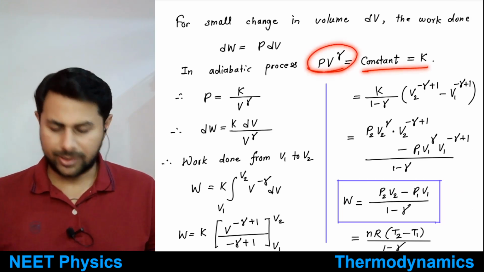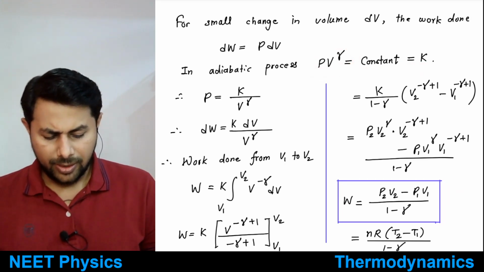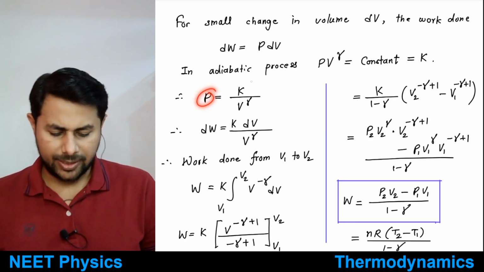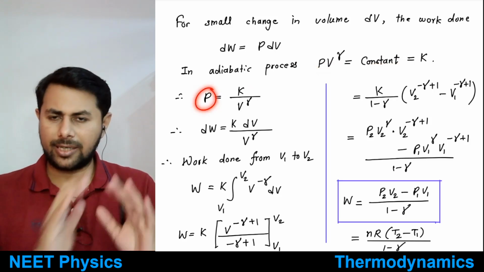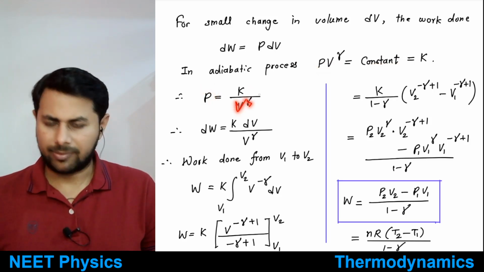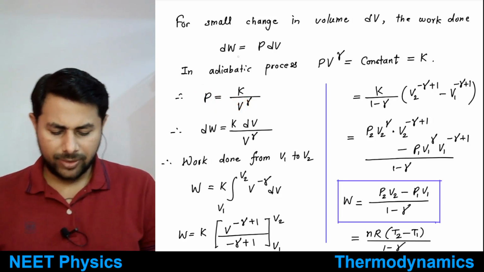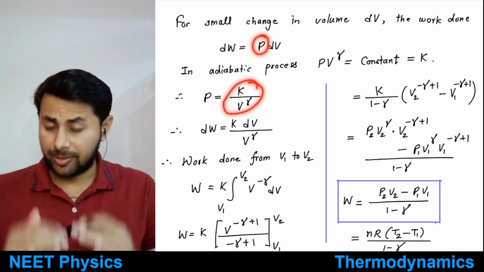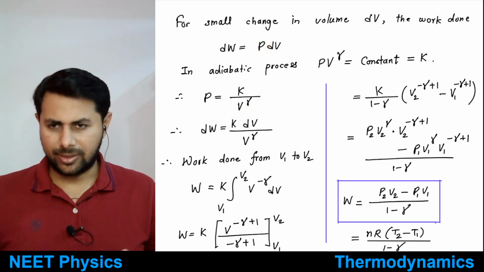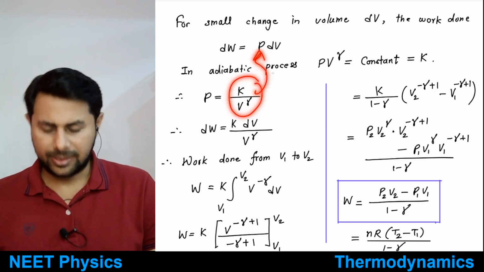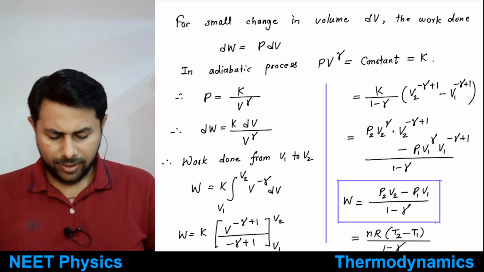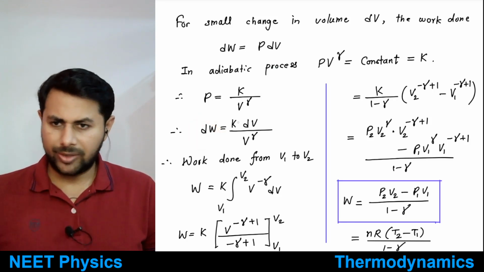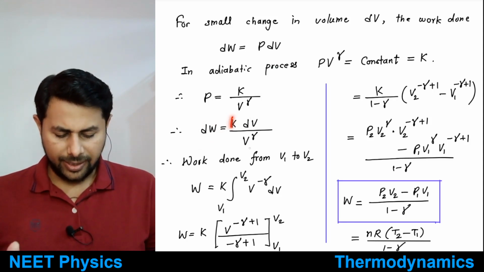So now, in this process what is constant? PV raised to gamma is a constant. Suppose it is some constant K. Pressure can be written as that constant K divided by V raised to gamma. We know that work done is equal to PdV, in which pressure is substituted as K upon V raised to gamma. So dW is equal to K upon V raised to gamma times dV.